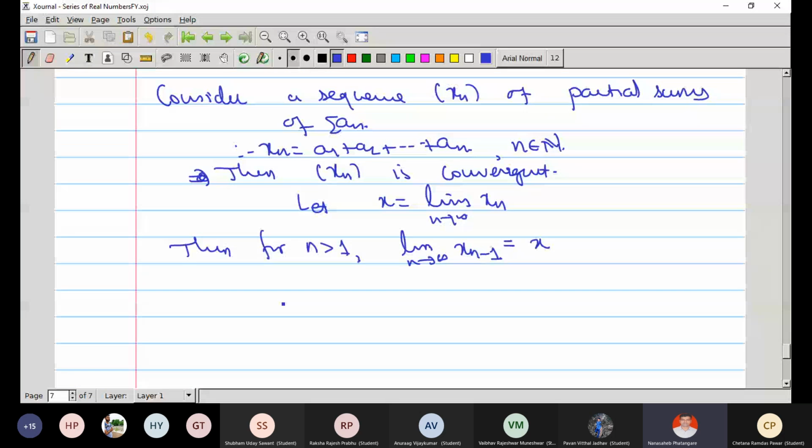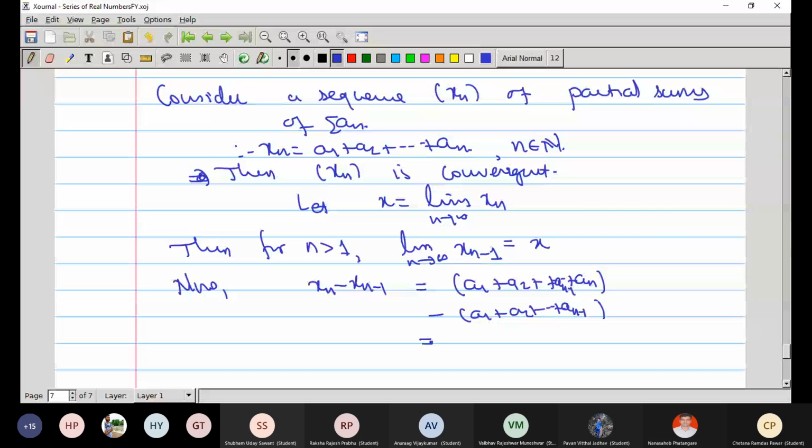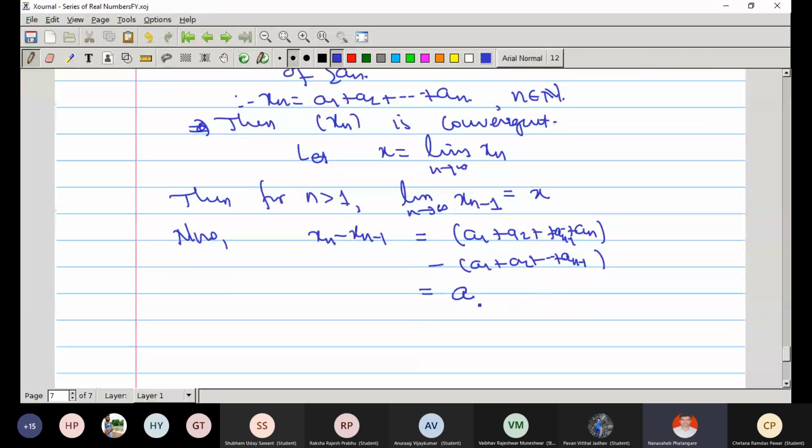So now what is xn minus xn minus 1? Just calculate. What is xn? A1 plus a2 plus up to an. And what is xn minus 1? A1 plus a2 plus up to an minus 1. So ultimately what is the difference? A1 and a1, a2 and a2, up to an minus 1 and an minus 1 cancel. What remains? An.